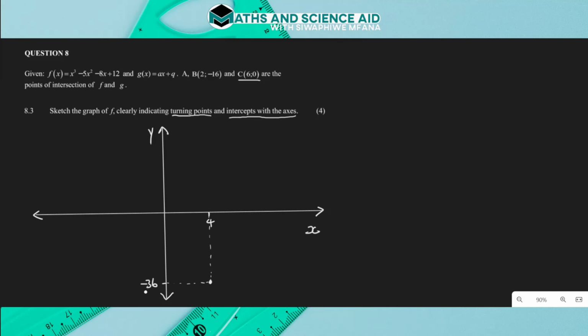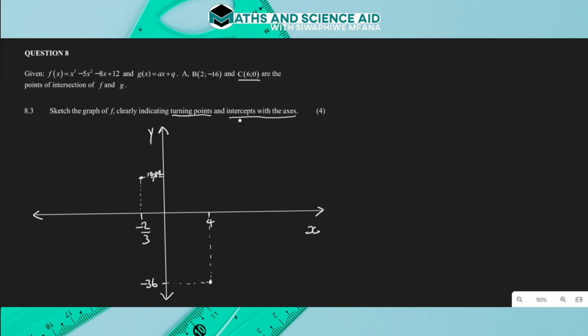the y value is going to be given by negative 36. And then the other turning point has coordinates of negative 2 over 3 and 14.81. So this should be 14.81. Okay, so those are our turning points.